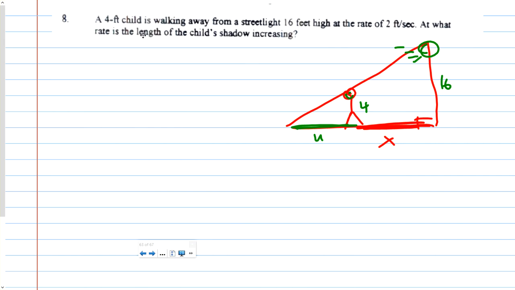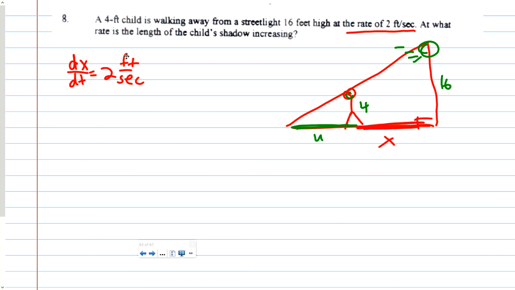All right, so now I've got this 4-foot child walking away from a 16-foot lamp, and he's walking at a rate of 2 feet per second. Calculus talk, guys. What is 2 feet per second? What is it? Dx dt. 2 feet per second. Is x increasing or decreasing? Let's think about that. Is he walking towards the light or away from the light? Away. So you guys okay if I just leave that positive? Okay, so 2 feet per second.